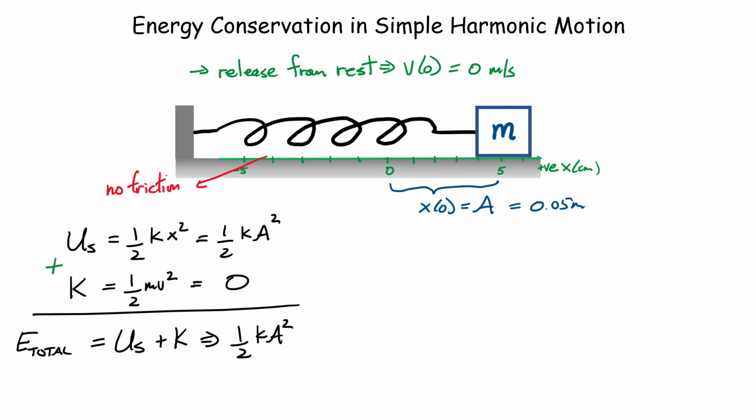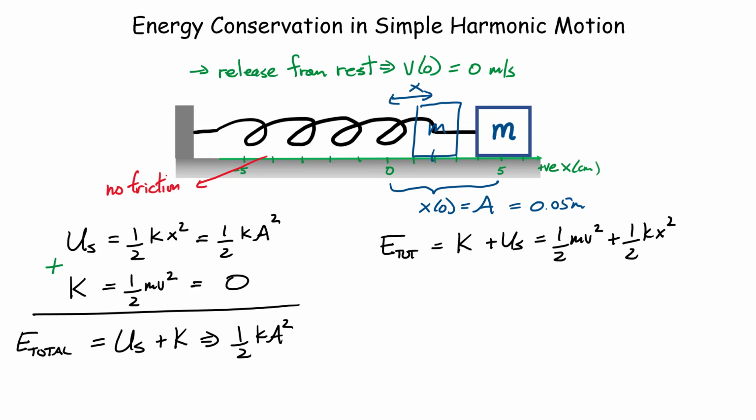What that means is that at some point the mass starts to move. At some point, it's going to be located right here at some other value of x. So if you wanted to write the total energy at this second position, I would simply say that the total energy has some kinetic energy plus some spring potential energy. The kinetic energy of the mass is 1/2 mv squared, plus, again, the spring potential energy is 1/2 kx squared, where x now is this value. It's no longer this initial amplitude that we started with.